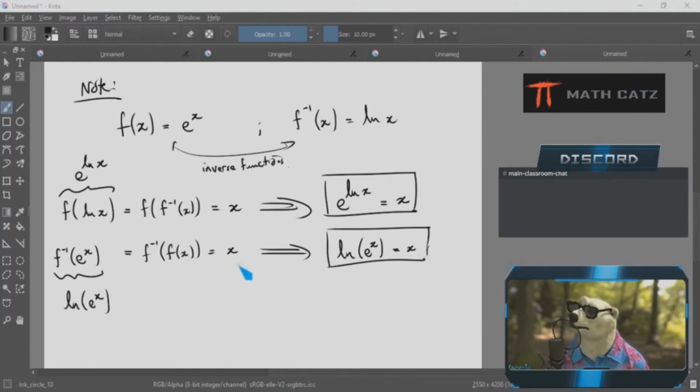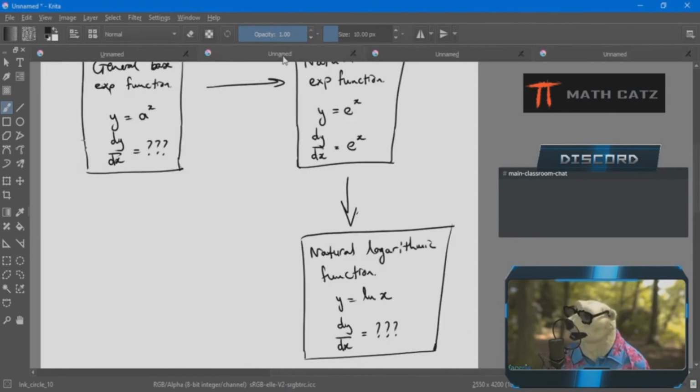Let's delve into those properties tomorrow and focus on the derivative instead. Now, there's good news and bad news here. What do you want to hear first? When it comes to the derivative of natural log of x, there's good news and bad news.